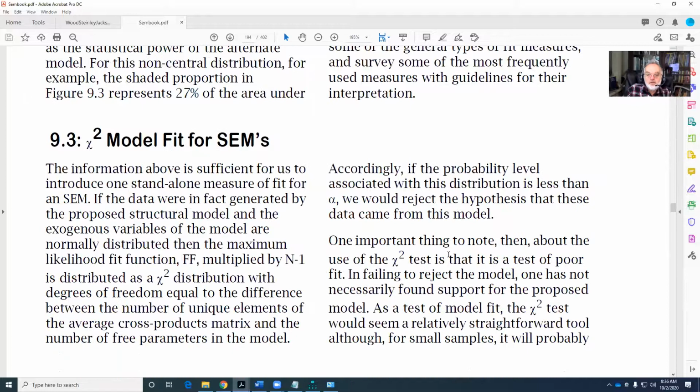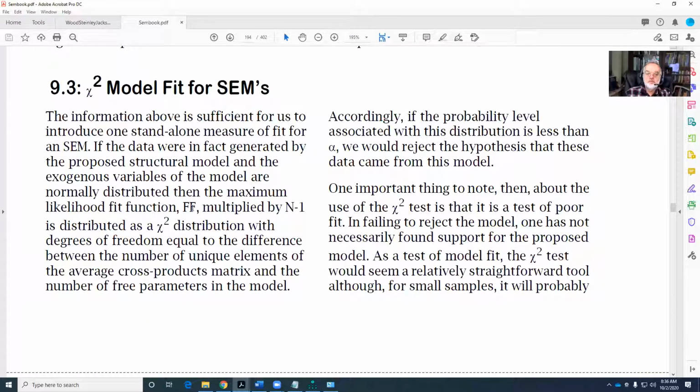So let's talk about model fit. Well, one of the cool things about SEM is that if I multiply the fit function for the maximum likelihood value by the sample size minus 1, and the null hypothesis is true, that fit function is going to be distributed as a chi-square distribution with degrees of freedom equal to the difference between the number of unique elements in your average cross products matrix and the number of free parameters in the model.